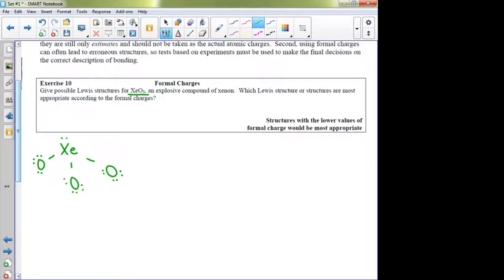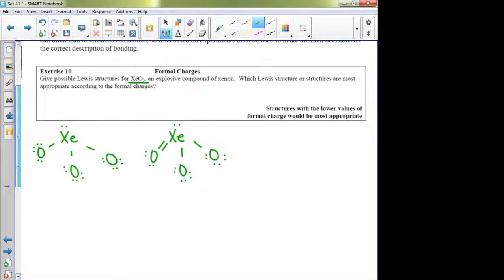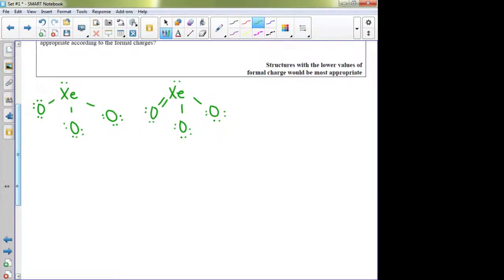This second way we could draw this is we could double bond one of the oxygens. The third way is we could double bond 2 of the oxygens. And then the last way we could draw this is we could double bond all of the oxygens.